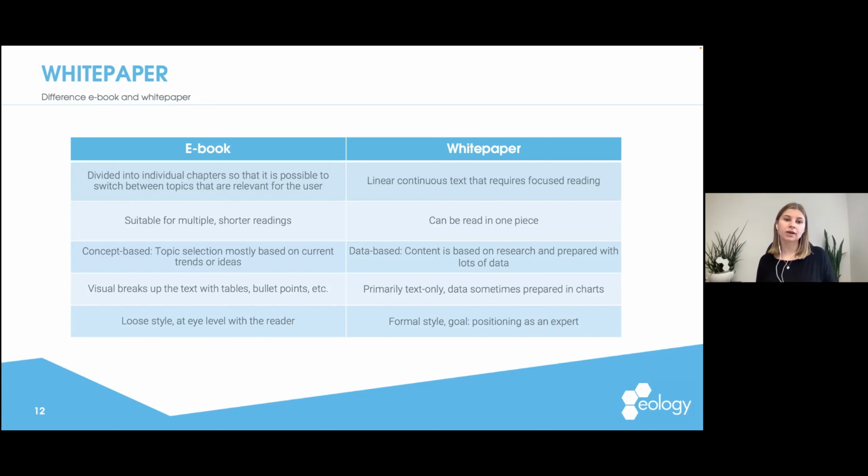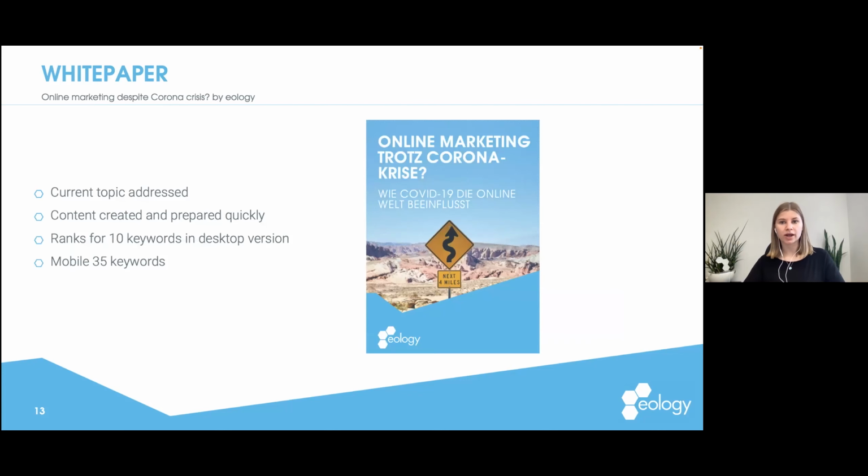Whereas the white paper is usually data-based. The content is based on research, on sources, and it's prepared with a lot of data. It's primarily text only, and the data is of course sometimes prepared in charts and graphics, but mostly text. And it's a formal style, because you want to position yourself as an expert, so you use the formal style, you use technical words, formal language after all. That's what we used in our white paper.